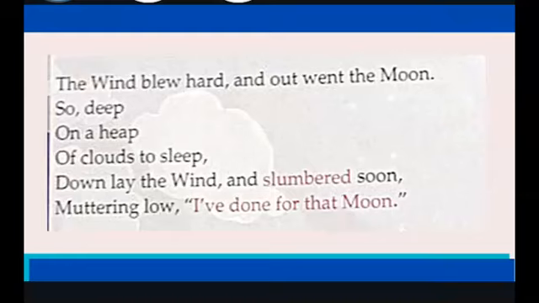Slumbered means down lay the wind and slumbered soon. So the wind went off to sleep. Muttering low means talking softly to himself that I have done for that moon. That means I have blown that moon away. So let's read that again. The wind blew hard and out went the moon, so deep on a heap of clouds to sleep. Down lay the wind and slumbered soon, muttering low, I have done for that moon.